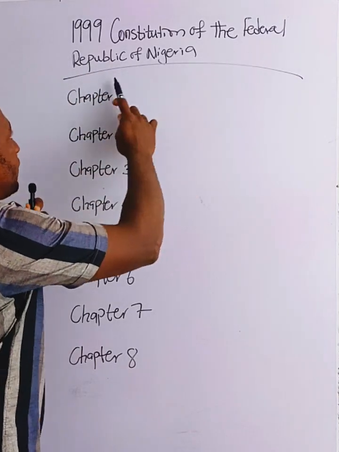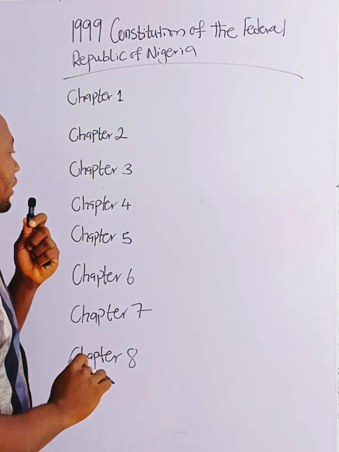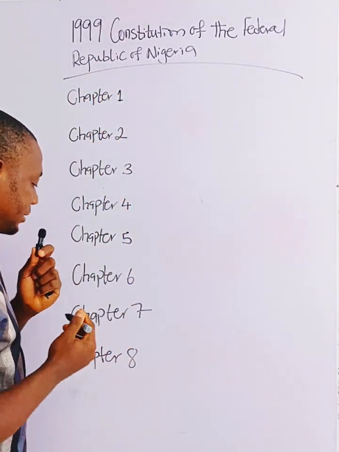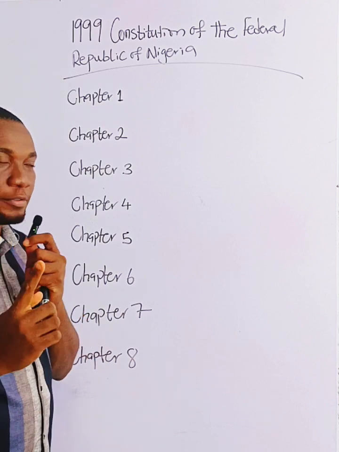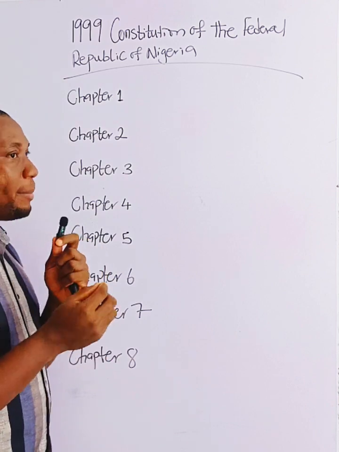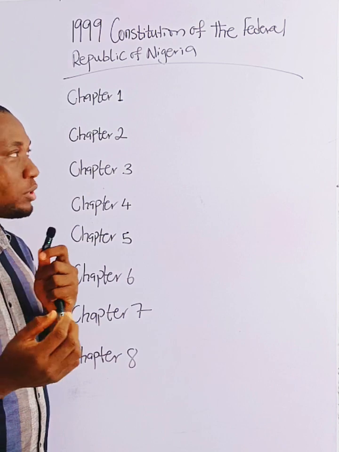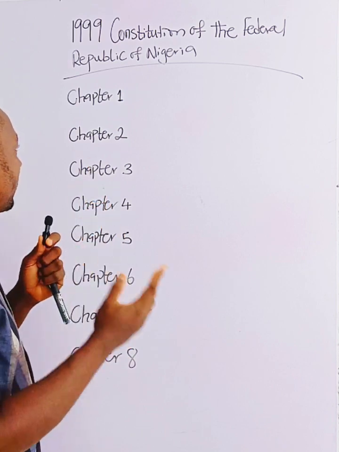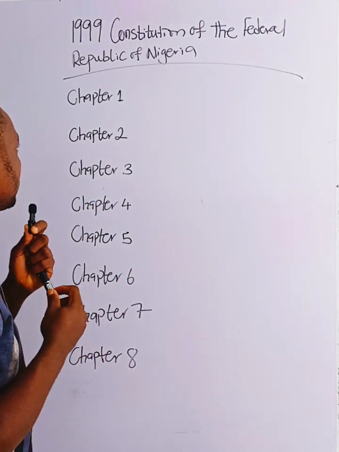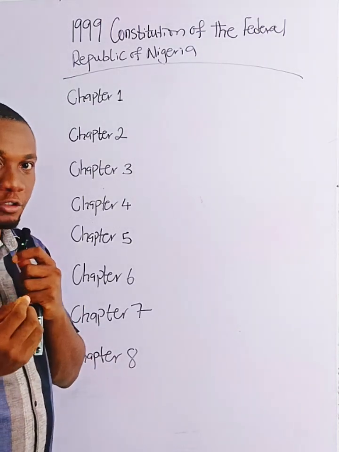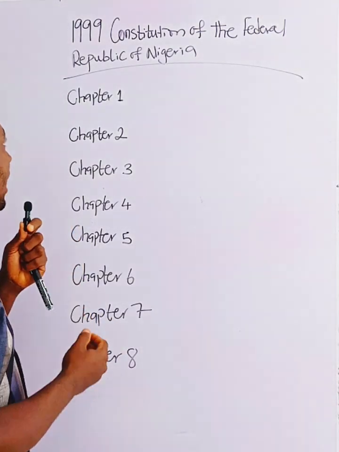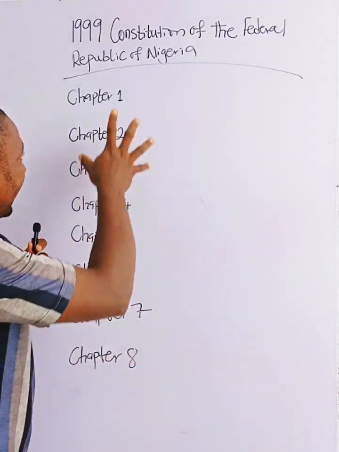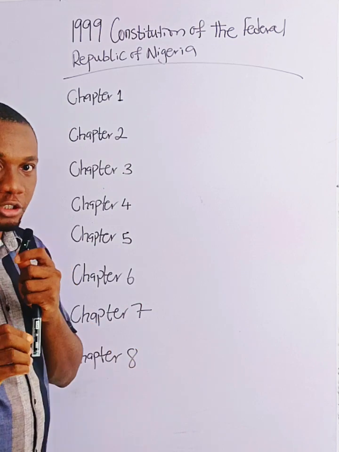1999 Constitution of the Federal Republic of Nigeria. Let's consider the chapters. Now, in the previous video, I shared with you about the origin, the status of the Nigerian Constitution, the number of chapters, the number of sections, and the type of constitution we have in Nigeria. Now, let's consider the chapters. We have 8 chapters of the Constitution.